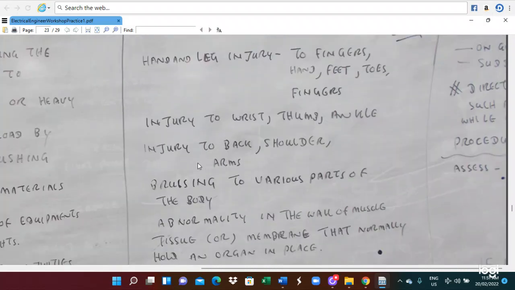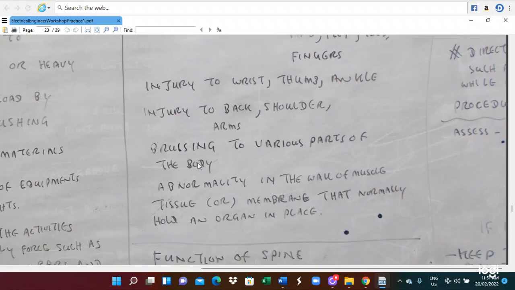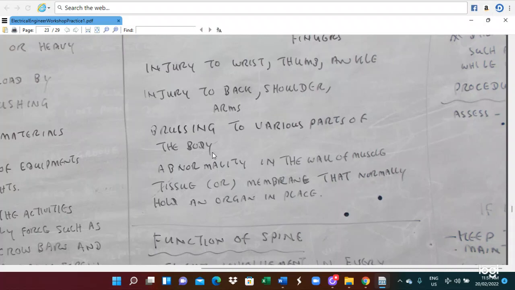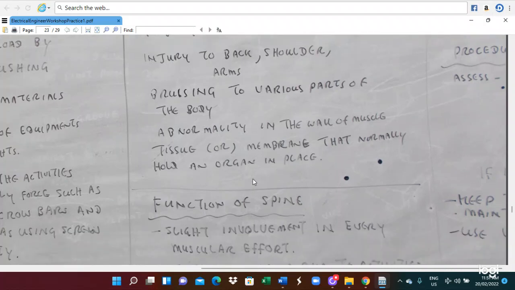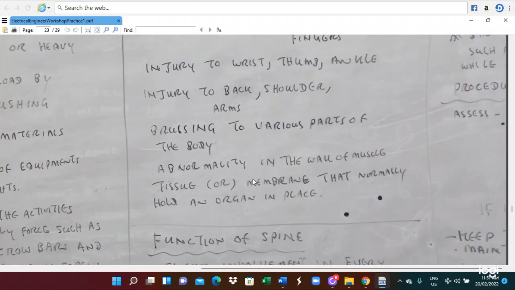Bruising to various parts of the body and abnormalities in the walls of the muscle, tissue, and membrane that normally hold the organs in place can also occur. So those are the damages to your body parts because of the wrong manual handling methods.